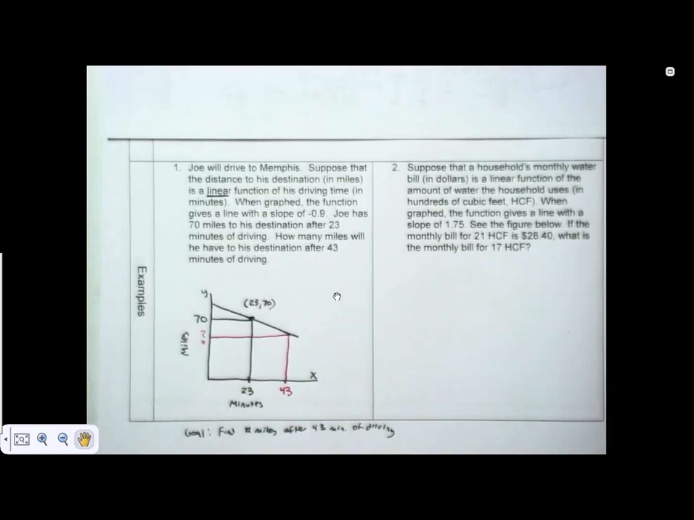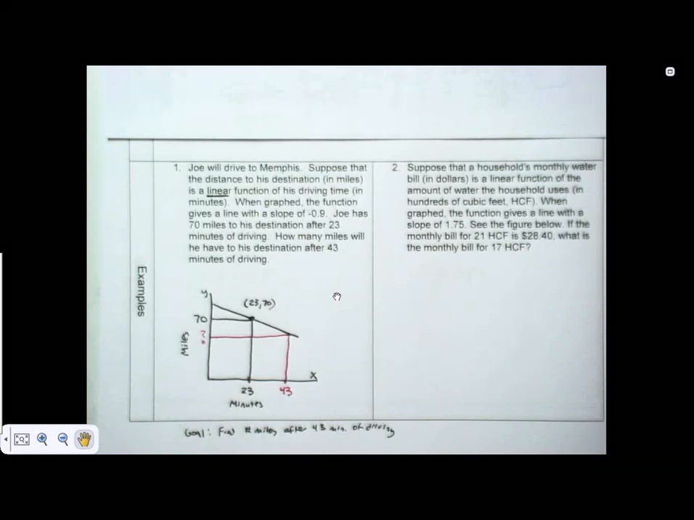Welcome. In this video, we'll be taking a look at how to solve word problems using linear functions. So let's take a look at number 1 as an example.